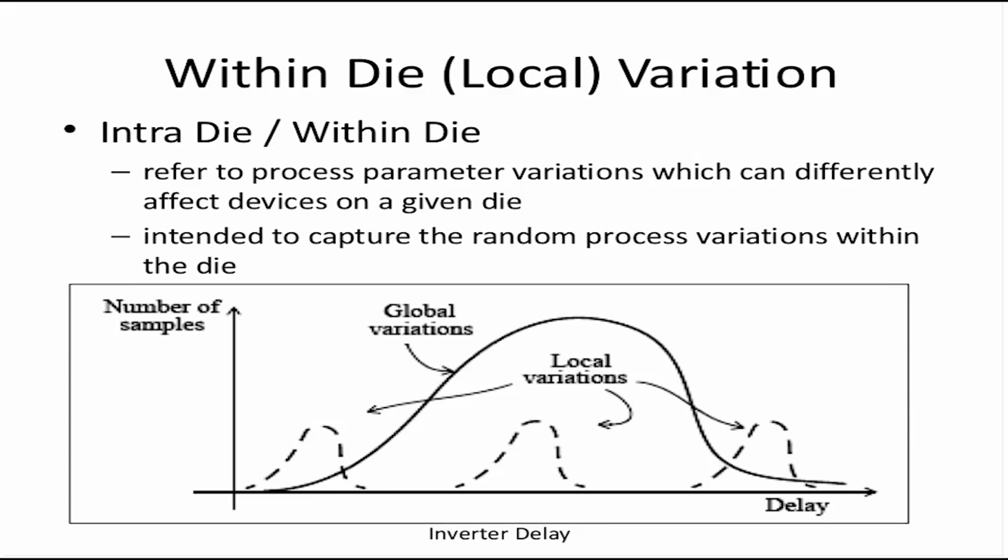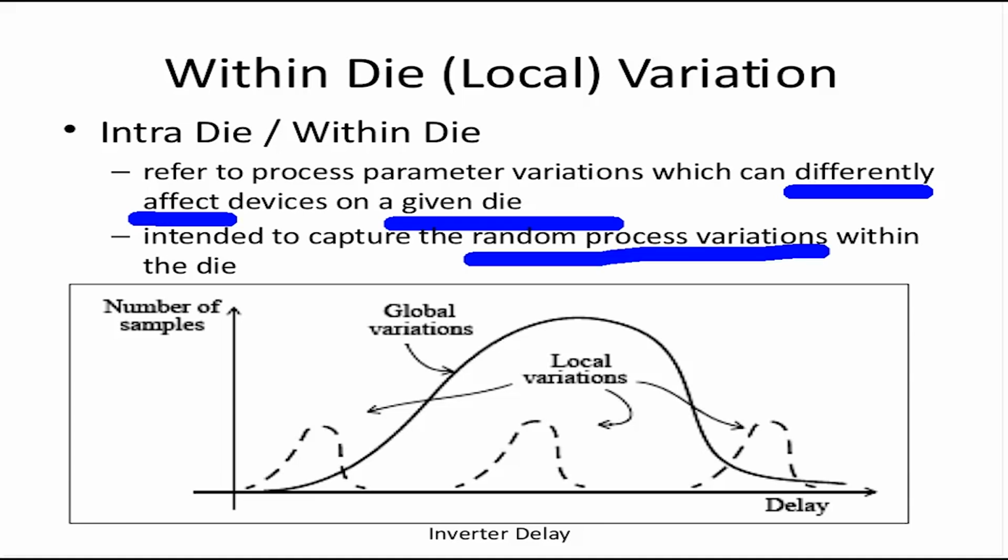Now the second type of variation we saw was within die variation or local variation. This is also called intra die, within die, or local. Local is the more famous term for it. It refers to the process parameters which can differently affect devices on a given die. This is the effect where all the devices on a particular die are not uniform. So it is intended to capture the random process variation within the die. Even if the fabrication process is correct, it cannot be perfect. No process can manufacture millions of transistors on a particular die which all have the same parameter, right?